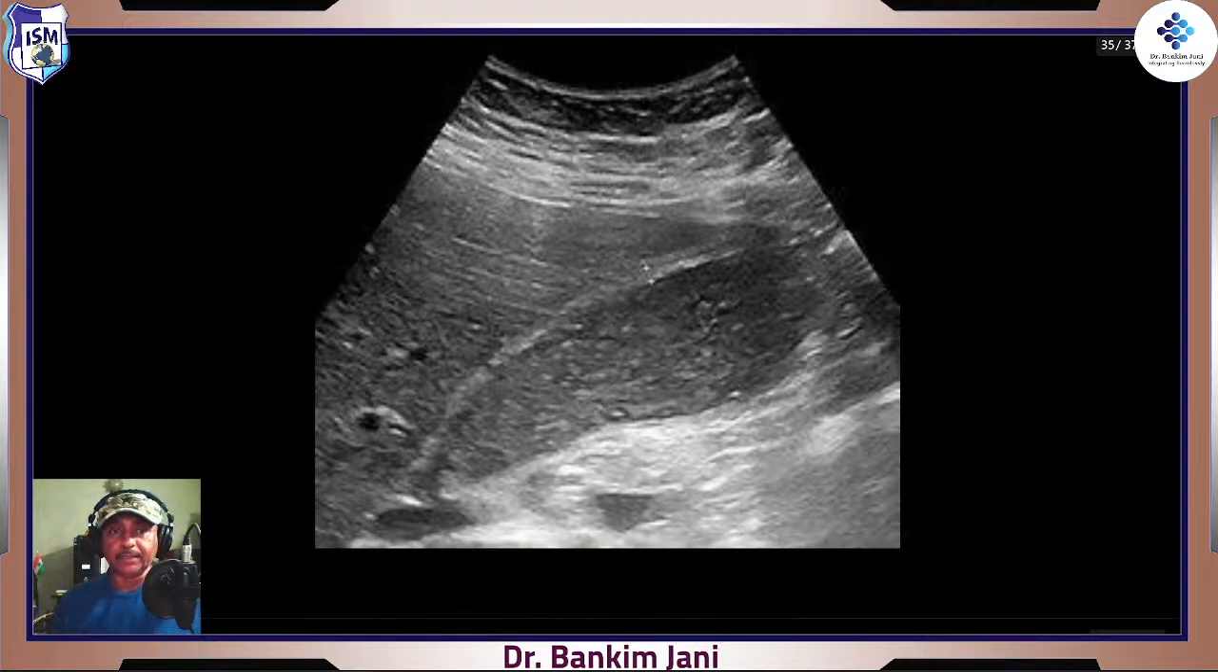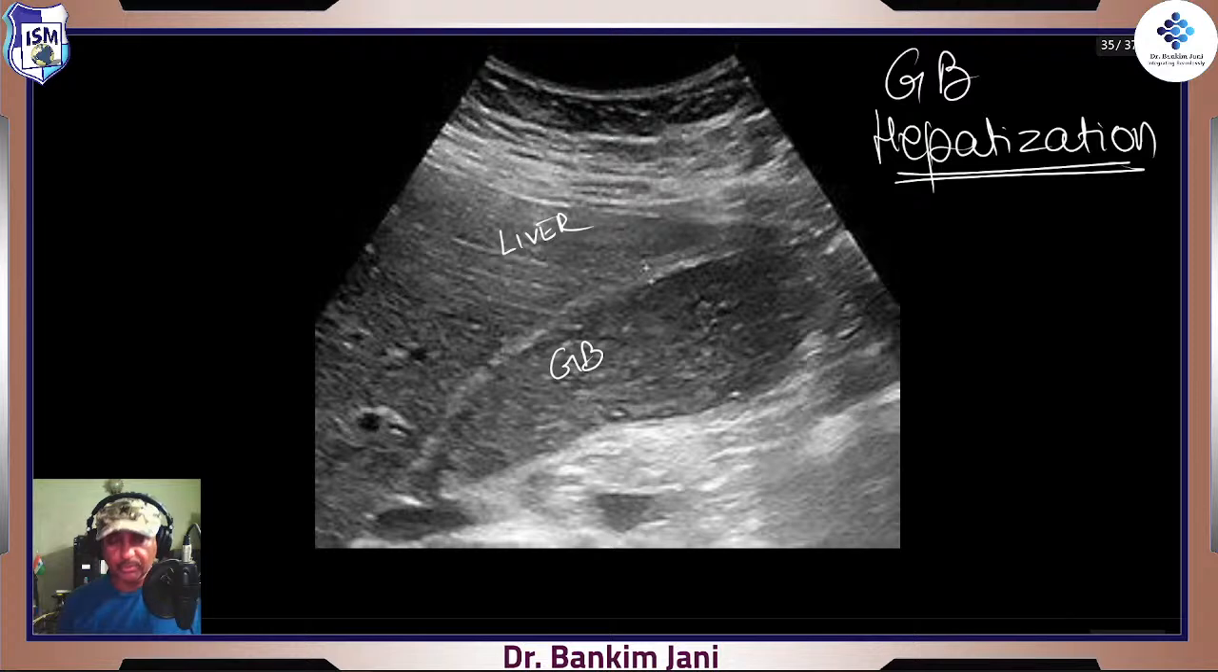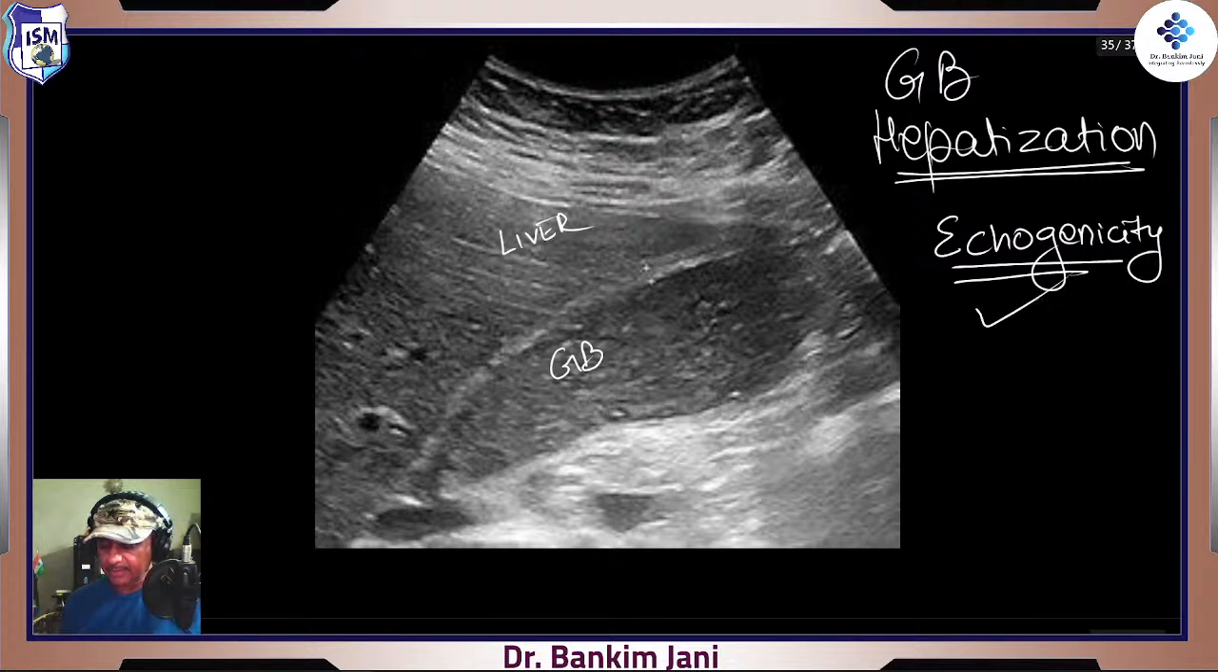Okay. See, this is what is called gallbladder hepatization. This is liver. This is gallbladder. They both are looking almost similar, right? That echogenicity, right? It is similar, and that is because of sludge. Yes, water is always our friend in ultrasound, always, right?